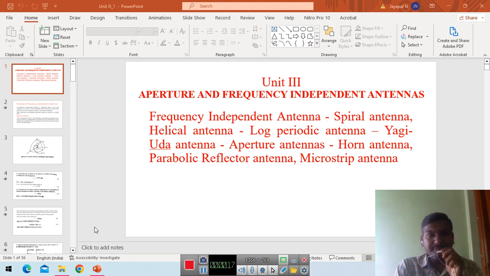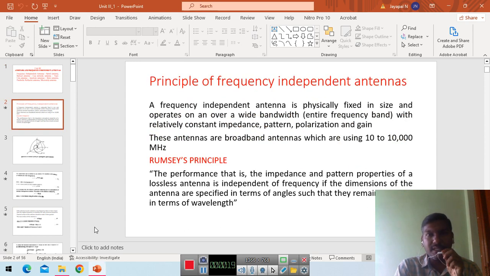And generally, a frequency independent antenna is nothing but an antenna whose working principle is independent of frequency. The frequency independent antenna is physically fixed in size and operates over a wide range of bandwidth, with relatively constant impedance, pattern and polarization, and high gain. These antennas are broadband antennas using 10 to 10,000 megahertz, and frequency independent antennas work under the basic principle of Rumsey's principle.